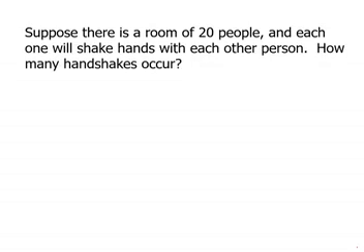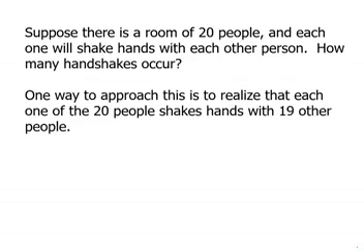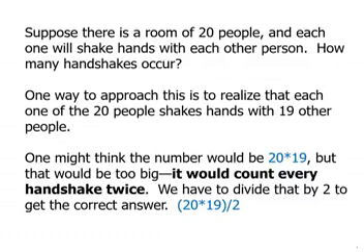Suppose there is a room of 20 people, and each one will shake hands with every other person. How many handshakes occur? One way to approach this is to realize that each one of the 20 people shakes hands with 19 other people. One might think the number would be 20 times 19, but that would be too big. It would count every handshake twice. In other words, that would count me shaking hands with Elliot, and it would also count Elliot shaking hands with me, but that's only one handshake.